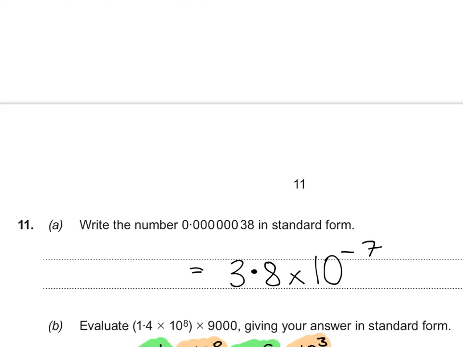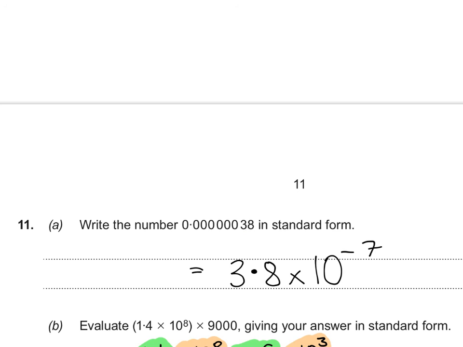Alright, so you have to write that number in standard form. Okay, there's the answer there, but let's go through how you get there. Okay? So we're trying to make a number. Standard form has a number that's 1 or bigger and less than 10, so really between 1 and 9.9. So we've got to put the decimal point between the 3 and the 8 to make it 3.8.